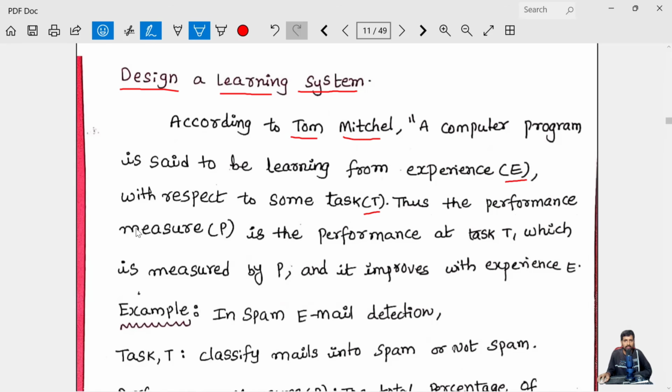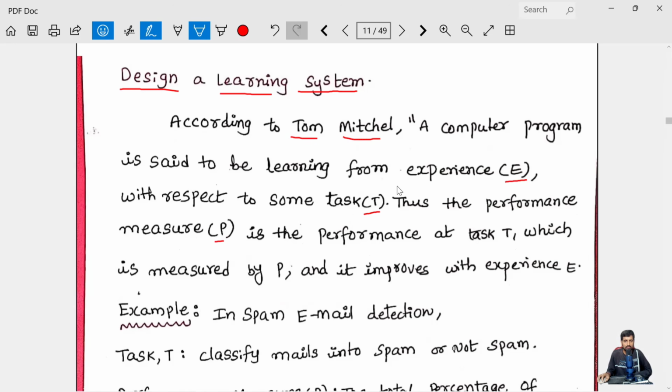Thus, the performance measure P. Okay. So how to represent the performance? It is represented by P, the performance at task T. Okay. So at some task, the performance is measured by P, and it improves with experience E.